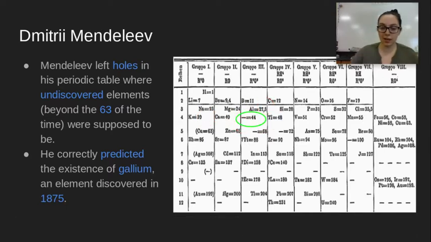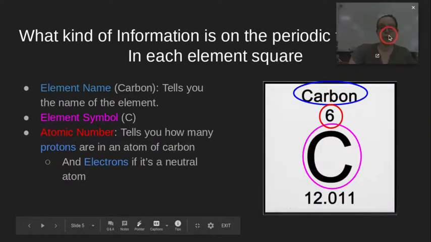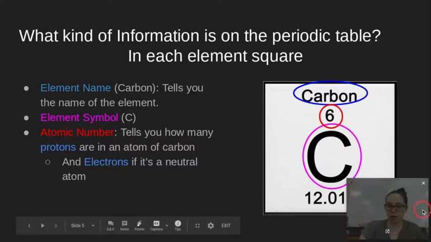So he said, hey, there's an element here. It's probably going to have properties A, B, and C, just like boron and aluminum have properties A, B, and C, or something similar. And that's what they discovered in gallium. So pretty cool. There's a lot of information that we can gather from the periodic table.